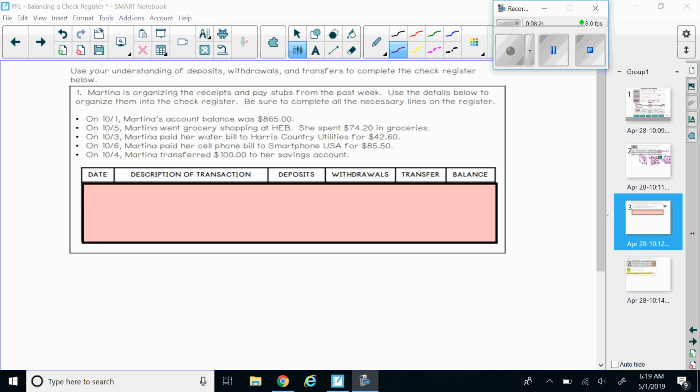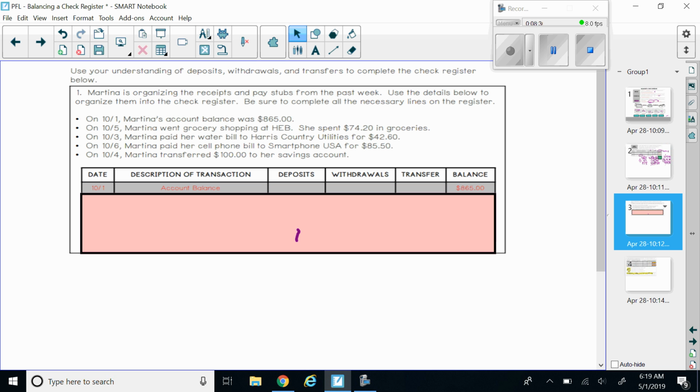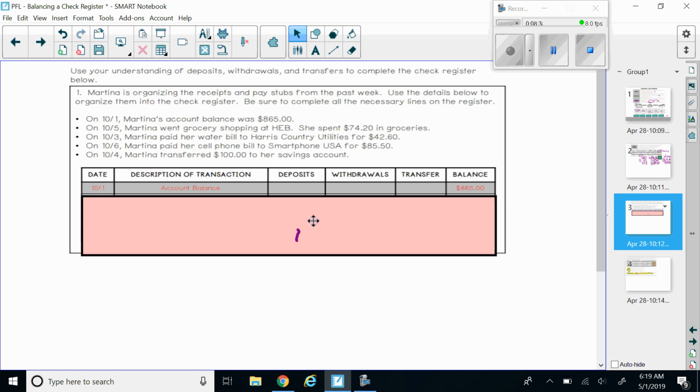So we're going to write it in, and it tells us her account balance was $865. So the first thing you're going to do, oh, I need my arrow, okay, is write in the things. So you write in the date, 10/1. Okay, you write in what was the thing. Well, this is just my balance. This is what I have. It wasn't a deposit. It wasn't a withdrawal. It wasn't a transfer. It was just giving me my balance, which was $865. Okay, all right.